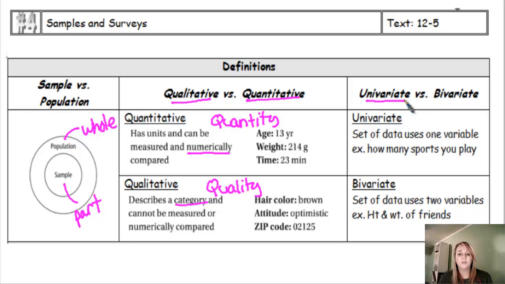We now need to discuss univariate versus bivariate data. Well, if you remember, uni, like a unicycle, means one, or bi, like a bicycle, means two. That's going to help you. Univariate data is a set of data that uses one variable. For example, how many sports you play only has one variable, so that's univariate data. Bivariate data is a set of data that uses two variables. For example, if you're looking at the height and weight of your friends, there are two variables involved there, height and weight. So univariate means one variable, bivariate means two variables.